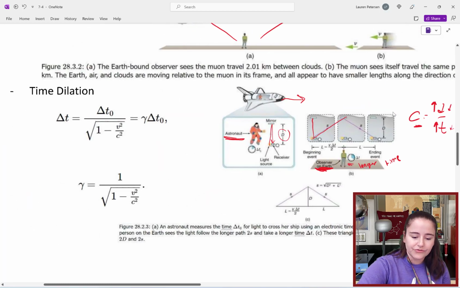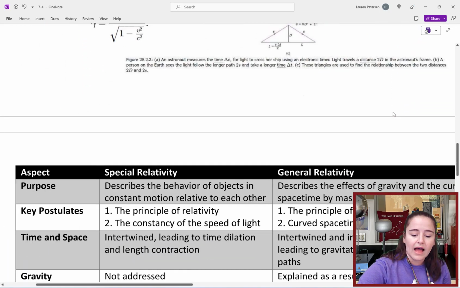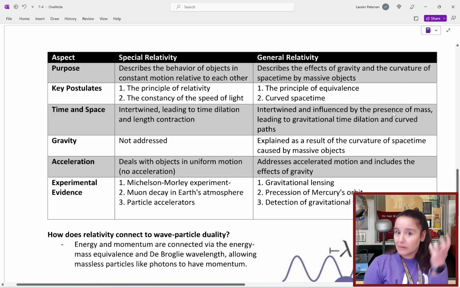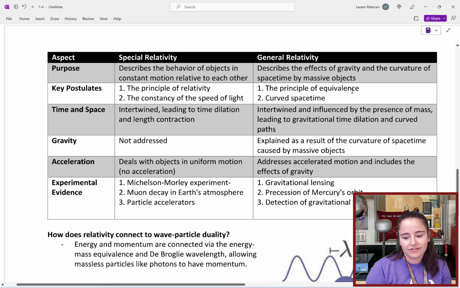Now, there are equations for this, but they are beyond the scope of the AP curriculum, and you don't need to worry about them. I did do a quick little summary chart as well, summarizing the difference between special relativity and general relativity. You don't really need to make much of a distinction between these. In general, though, special relativity has to do with objects that are moving at constant speeds, where general relativity has acceleration. And general relativity can explain space-time, and the special relativity we had before did not.